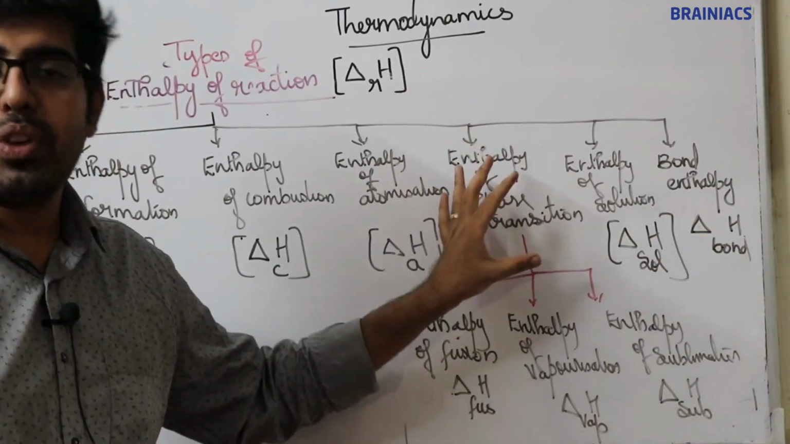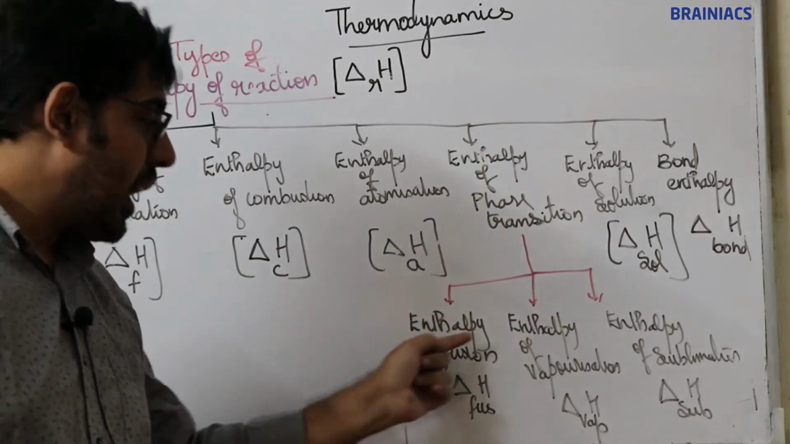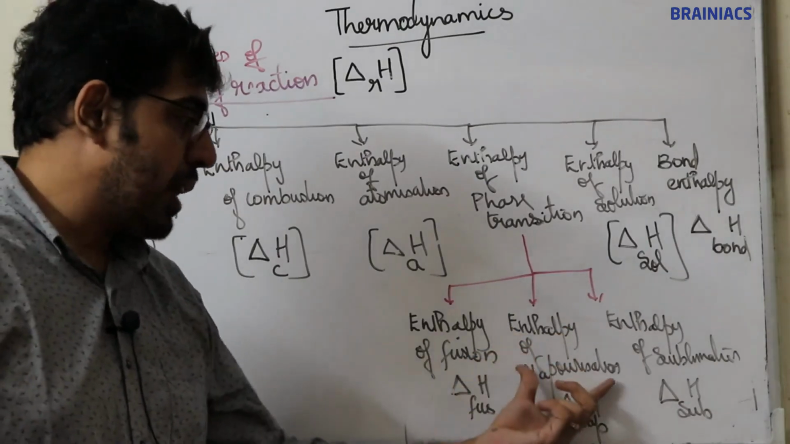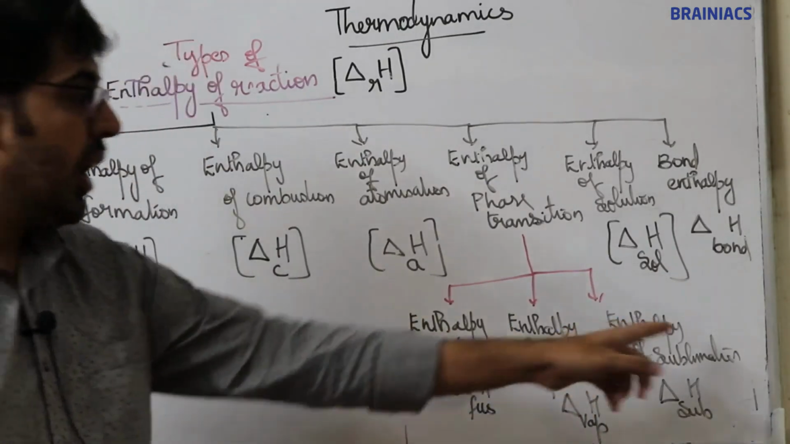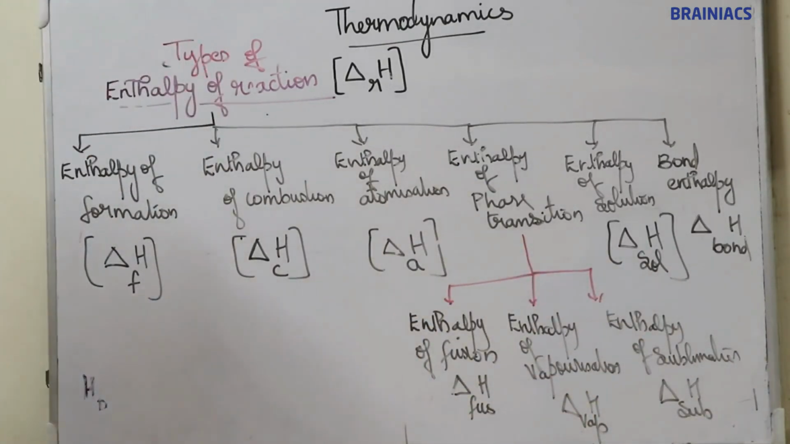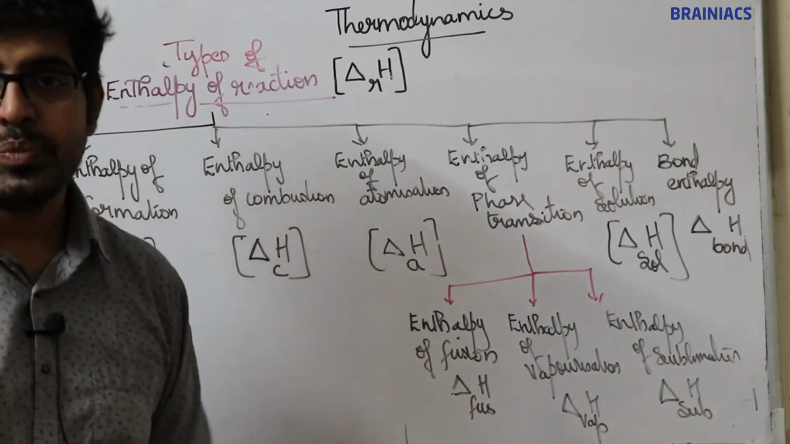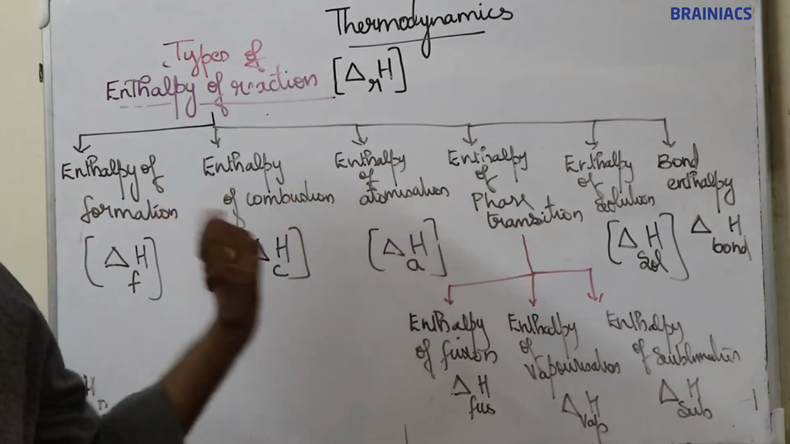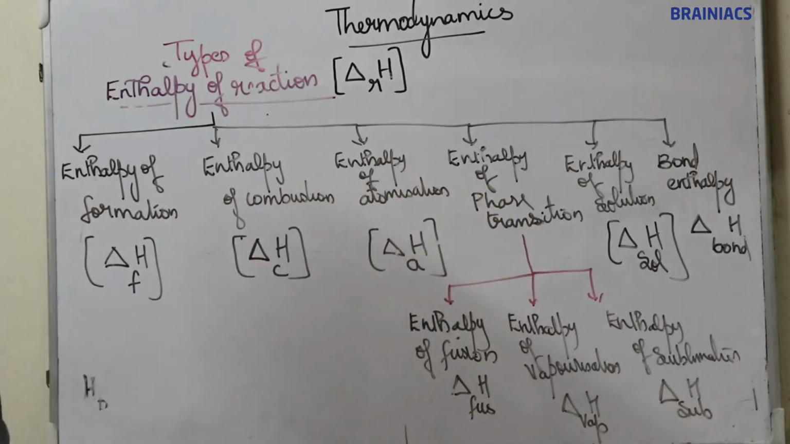Now this enthalpy of phase transition is of three types. Enthalpy of fusion, represented by delta H FUS. Second one, enthalpy of vaporization, delta H VAP. And third one, enthalpy of sublimation, represented by delta H SUB. So we are going to study each and every topic in detail.